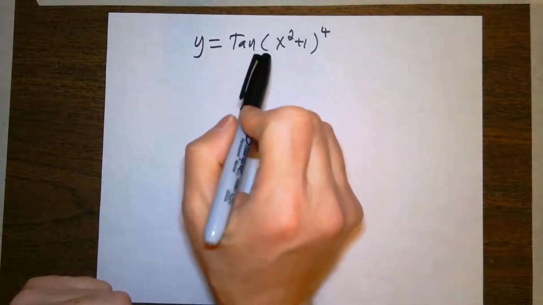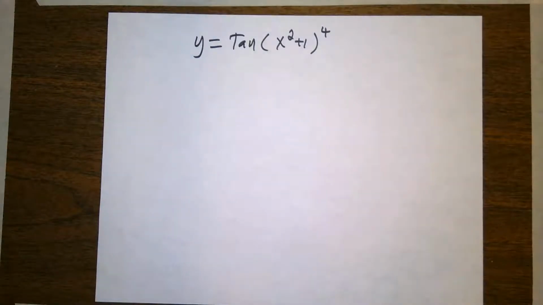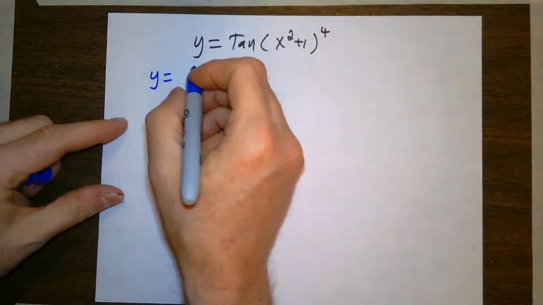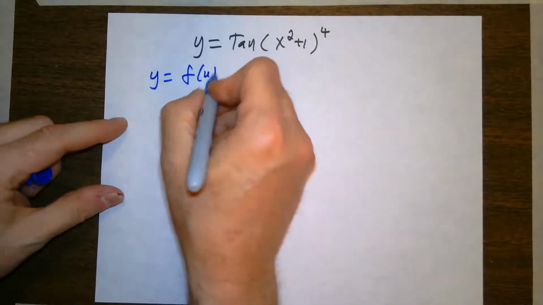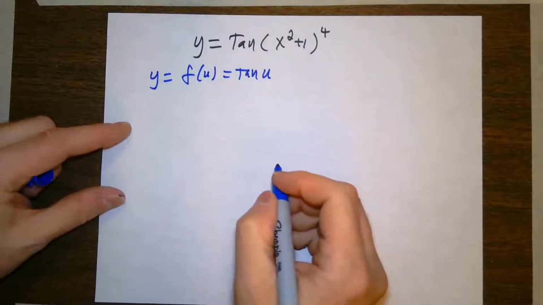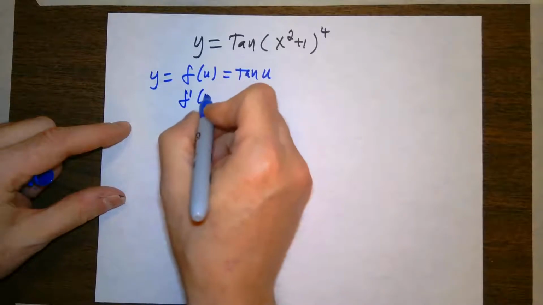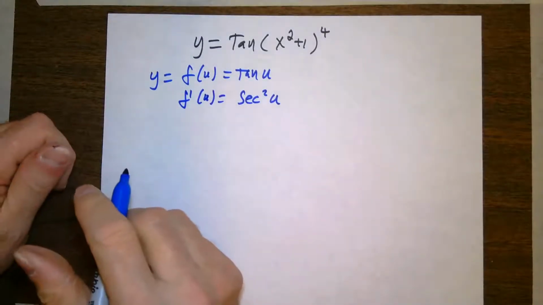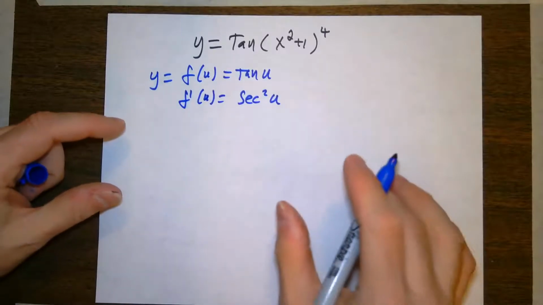So what's the outside function? Is it something to the 4th power, or is it tangent? The outside function is tangent. My f of u is going to be the tangent of whatever u is. And the derivative of tangent is secant squared. Now, what's the inside bits that are going on here?